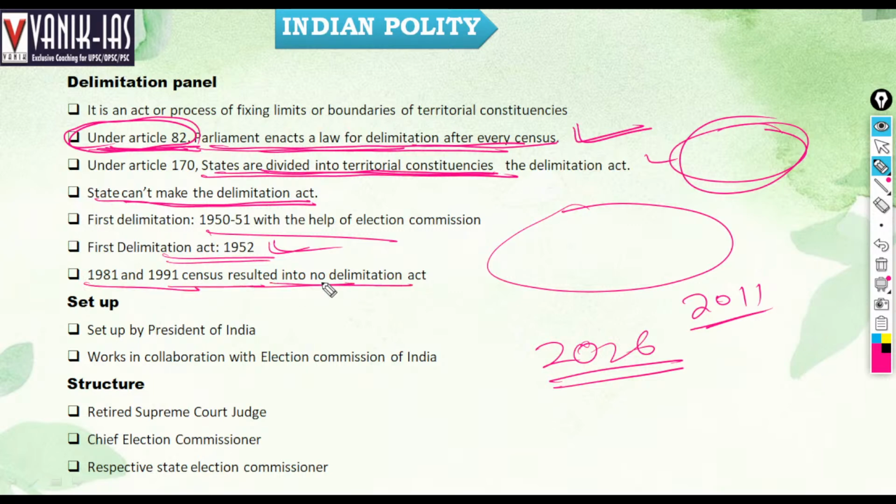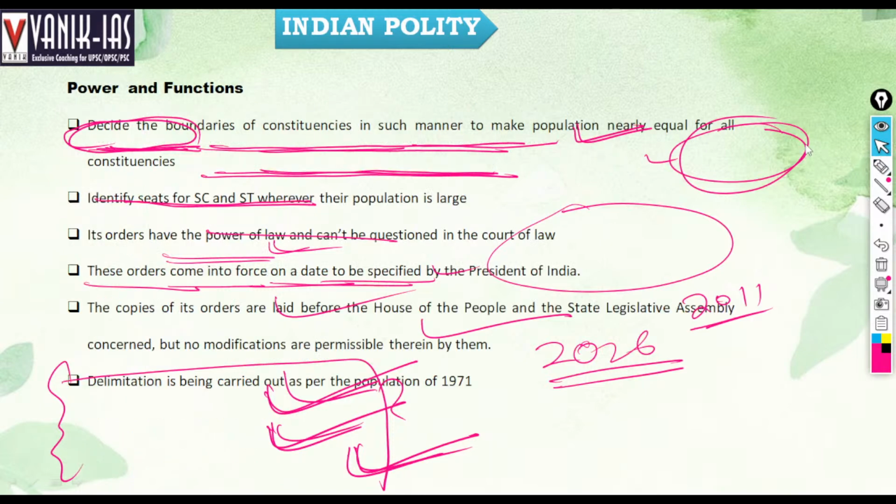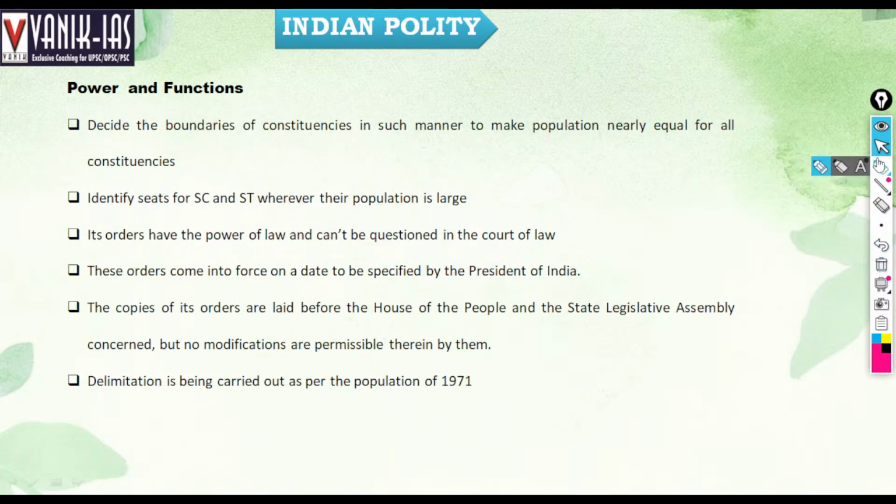The 1981-1991 census resulted in no delimitation act. So this was set up by the President of India in collaboration with the Election Commission of India. Structure: there is a retired Supreme Court judge, the Chief Election Commissioner, and the respective state election commissioner. So this is the structure of the delimitation commission. Supreme Court judge, very important for prelims. One is your Supreme Court judge, second is your Chief Election Commissioner, third is the respective state election commissioner, and they are appointed by the President of India. And there are some eminent members as well. For example, local leaders, like those who are MPs, will also be associated.